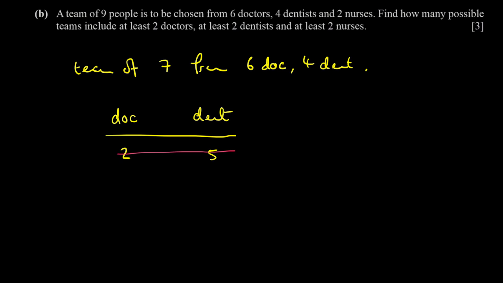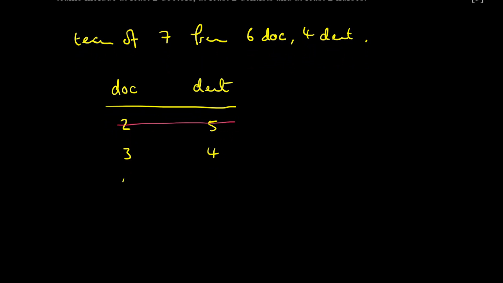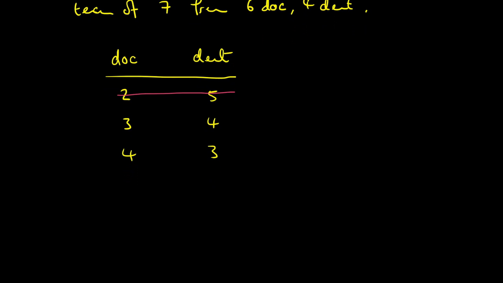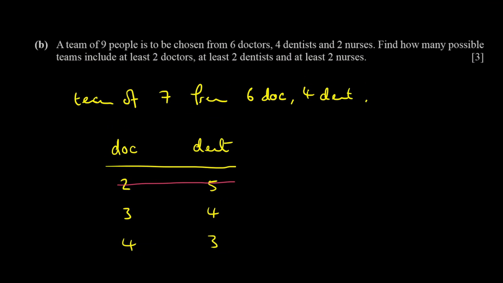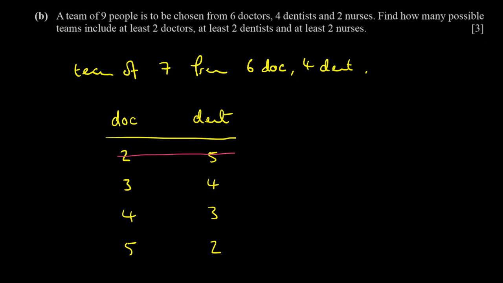All right, then let's try having 3 doctors. If we had 3 doctors, then we would need 4 dentists, and that is possible. We could have 4 doctors, in which case we would need 3 dentists, and that's possible. Or we could have 5 doctors, in which case we would need 2 dentists, and that's possible. The next case would be 6 doctors and 1 dentist, but we can't have that, remember, because the condition is we must have at least 2 dentists. So that's that condition there.